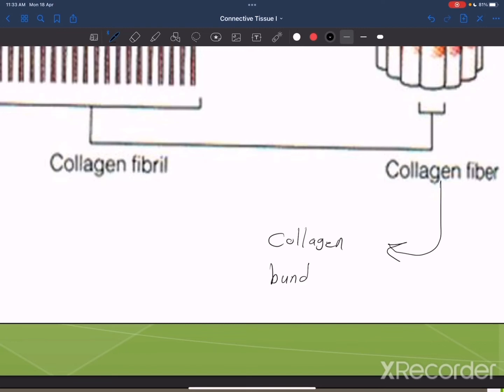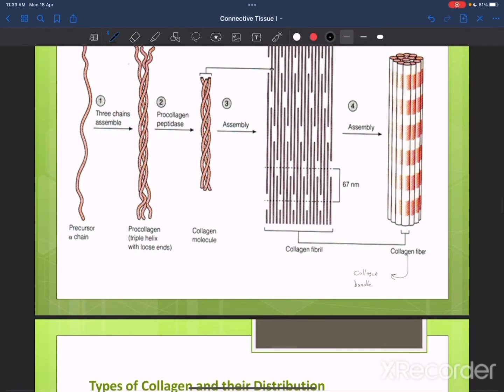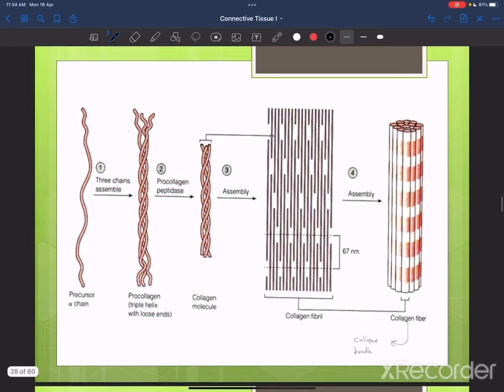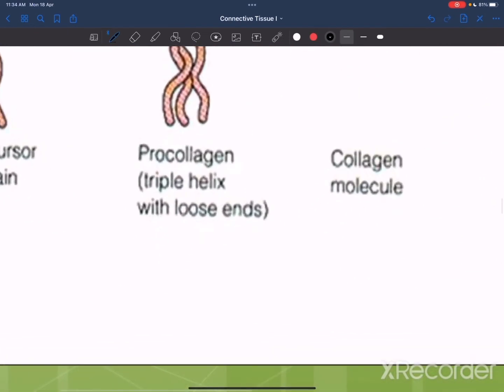Then the basic constituent or component of this collagen fibril is the alpha chain, a precursor of protein. We have this polypeptide chain with subunits: 2 alpha 1 and 1 alpha 2.